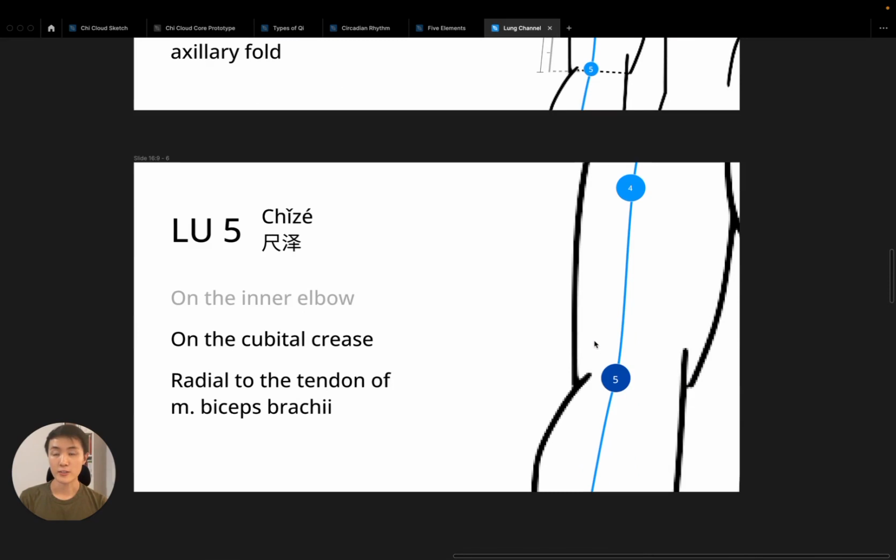Lung 5, 尺泽, is on the cubital crease, radial to the tendon of the bicep muscle. And so you want to find this point with your elbow slightly flexed, and you're going to go radial to the tendon, which is towards the side of the thumb. So that's lung 5.